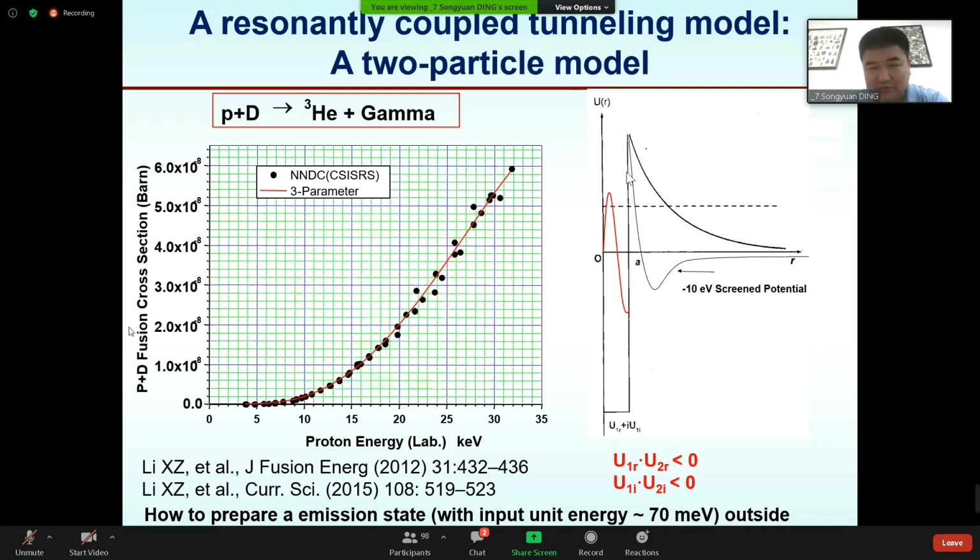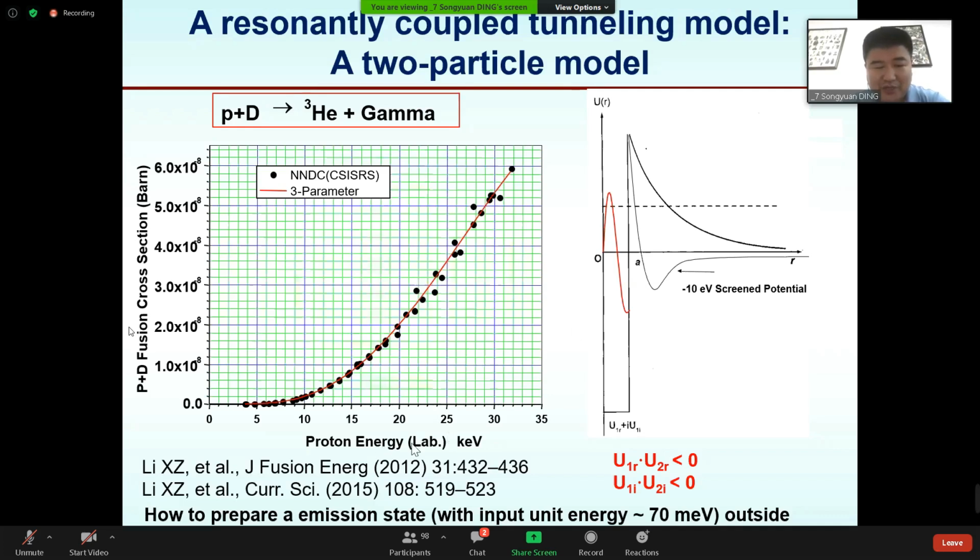But if the Hamiltonian is non-Hermitian, the Coulomb potential should also be complex. The real part is positive, but the imaginary part is negative. So it's an amazing assumption. What's the physical meaning of the negative imaginary part of the Coulomb potential? Physically, the negative imaginary part means it is an emission state, just like a laser.